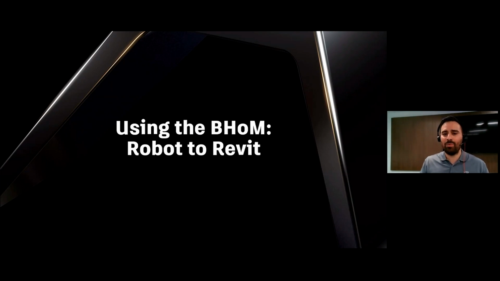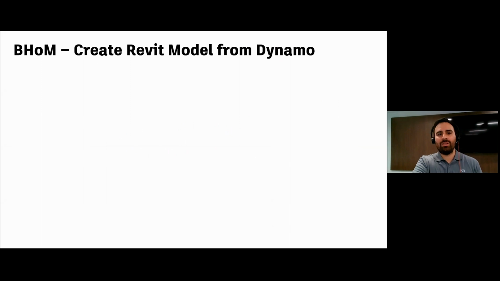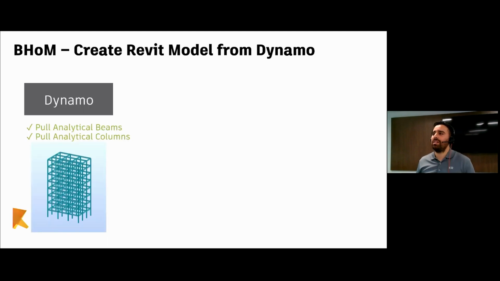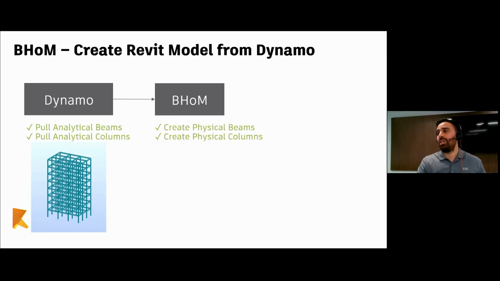So for our next example, we're now going to go from Robot to Revit. This is a little bit different, but it's the same principles. Now we're going to use BHoM to create a Revit model from Dynamo. Our first step here is we're going to grab everything out of Dynamo. We're then going to use BHoM, but this time it's a little bit different because we're actually going to create physical beams and physical columns.